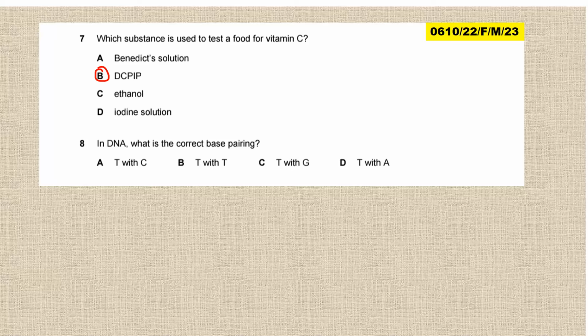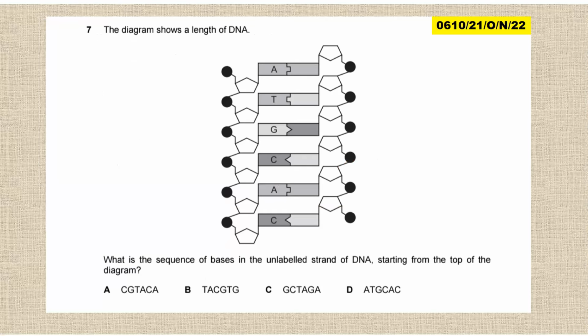Question 8, in the DNA, what is the correct base pairing? So TT, no. TC, no. TG, no. So it's TA. The diagram shows a length of DNA.